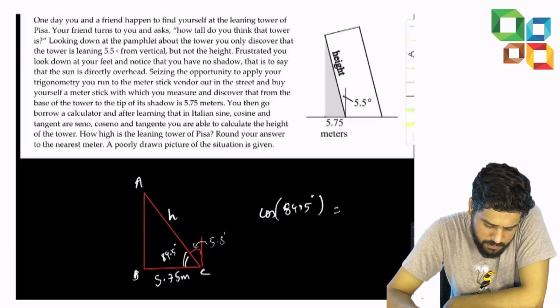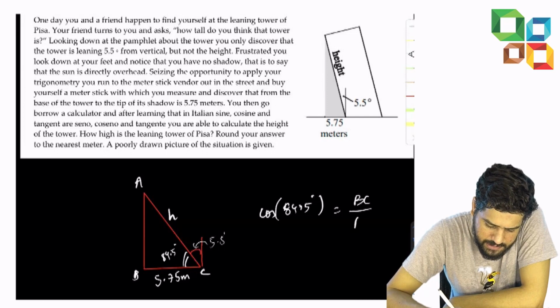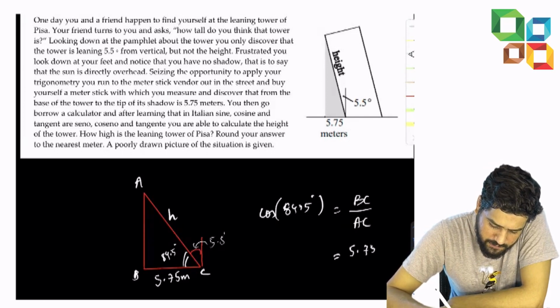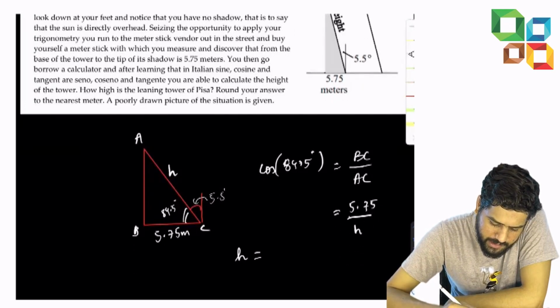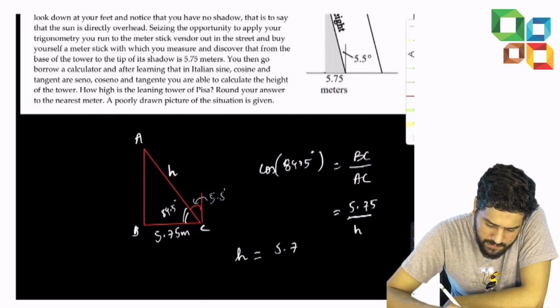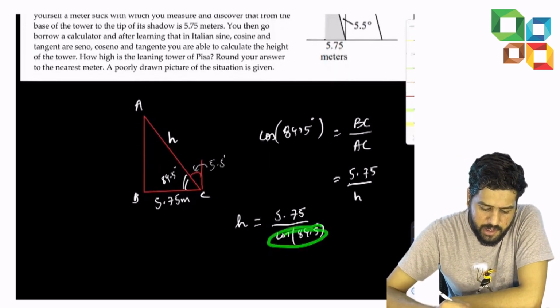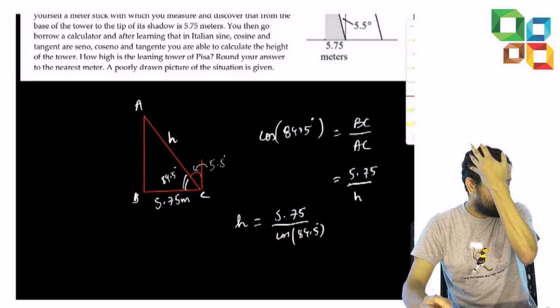So cos 84.5 in this is adjacent by hypotenuse, which is BC by AC. BC is given by 5.75, AC is H. So from there, you can calculate the height to be 5.75 by cos of 84.5. Whatever this is, you can put this on your calculator and you can find. Okay, but it's important that we get this, right?